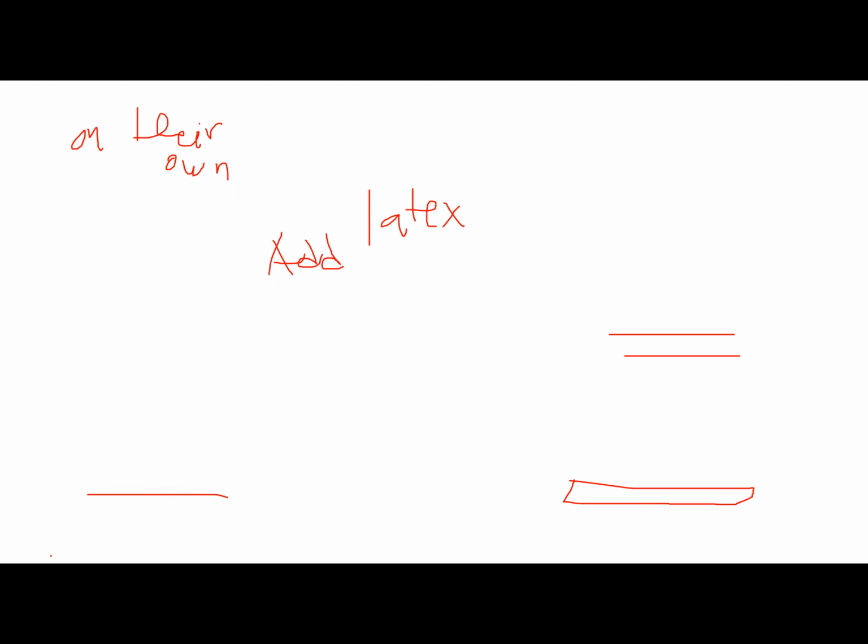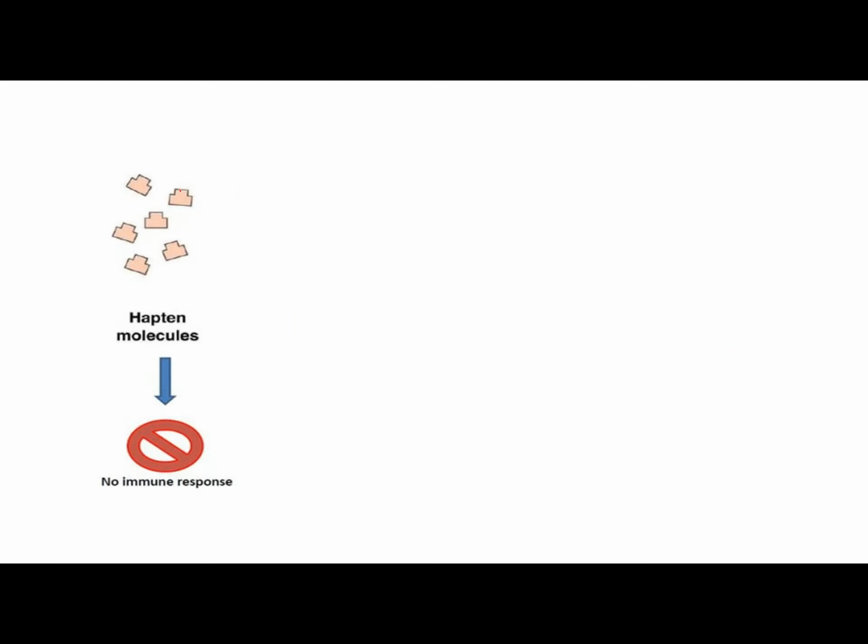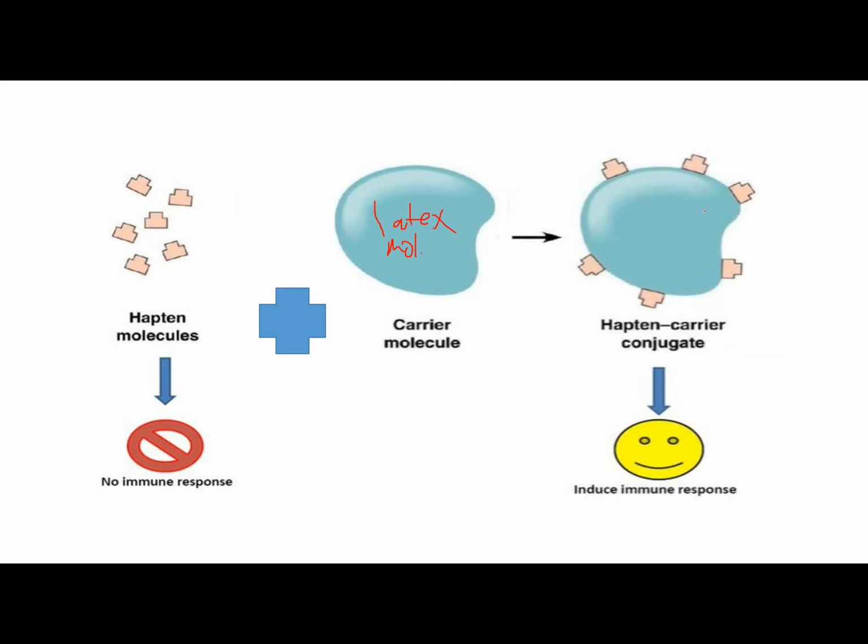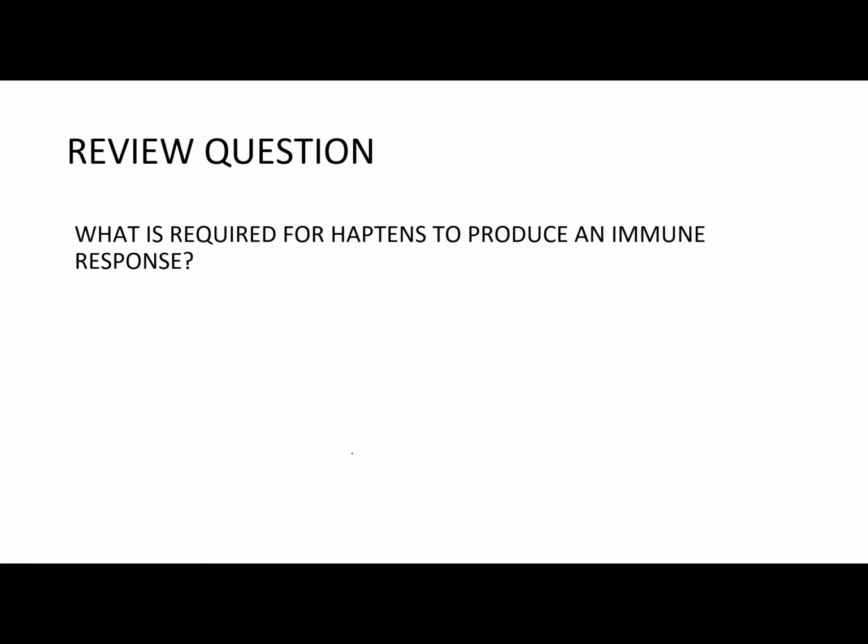So let me repeat from the top. Haptens on their own will not be able to cause an immune response. But if you include a carrier molecule such as latex molecules, they would attach to the latex molecules, forming a hapten carrier conjugate, which will now be able to induce an immune response. Now, here's a review question. What is required for haptens to produce an immune response?